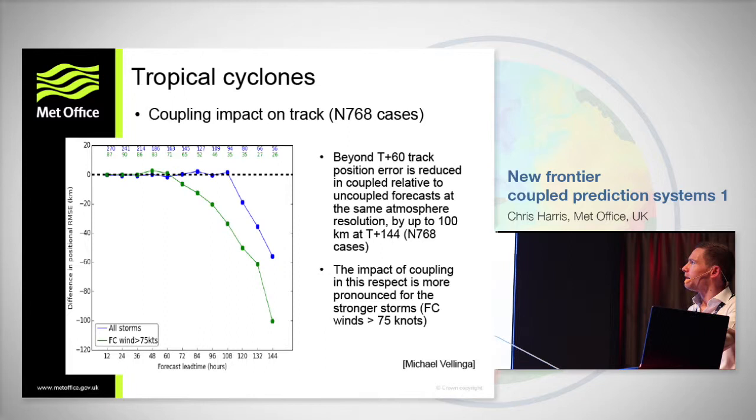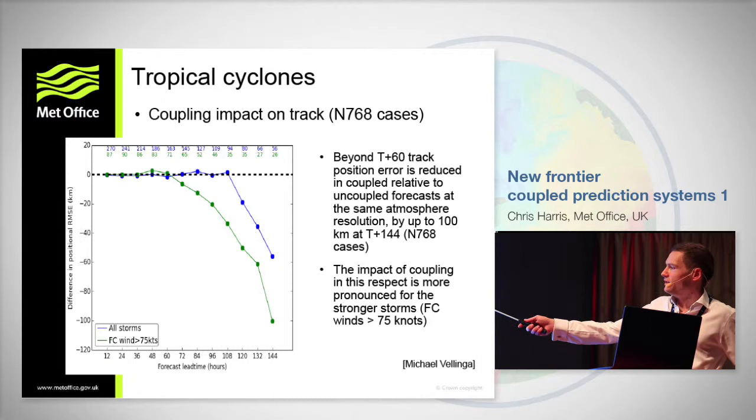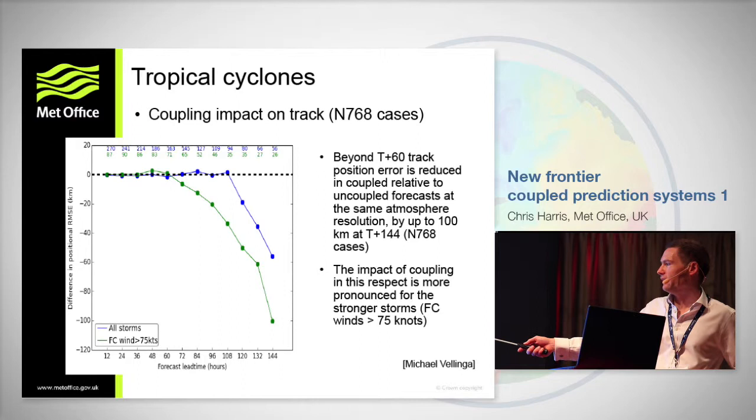And the track errors actually changed by more than we expected as well. So beyond about T plus 60, we got significant decreases in the track errors. So both the blue and the green lines are showing reductions in track errors from the coupled system, with the blue being all the storms and the green being just storms with forecast winds over 75 knots.